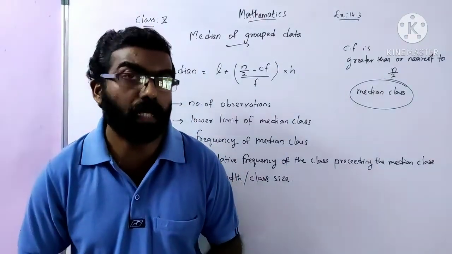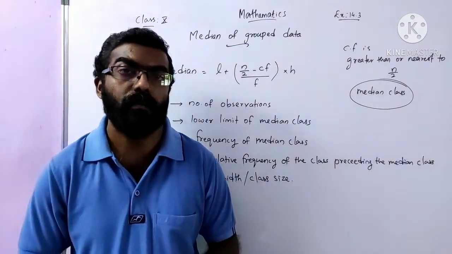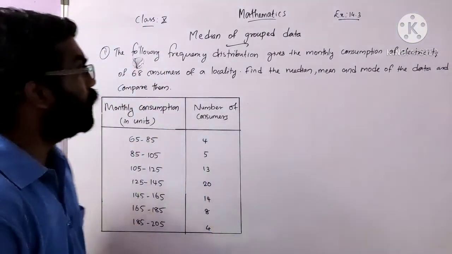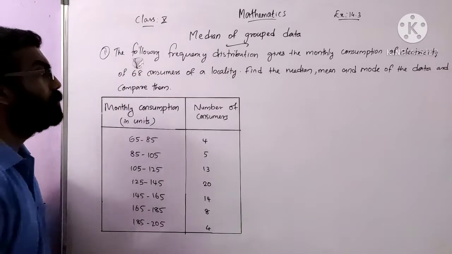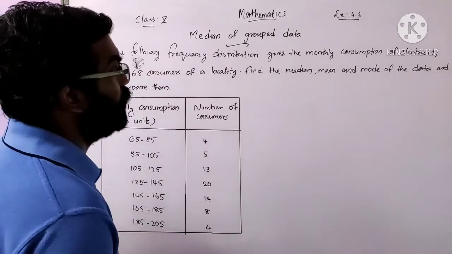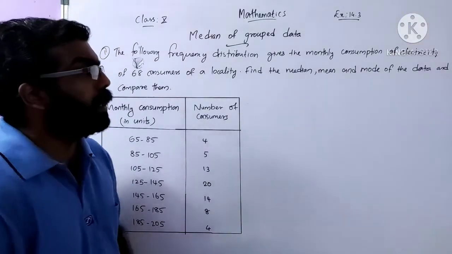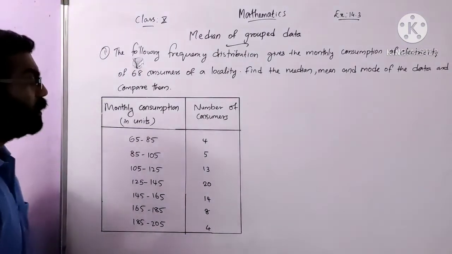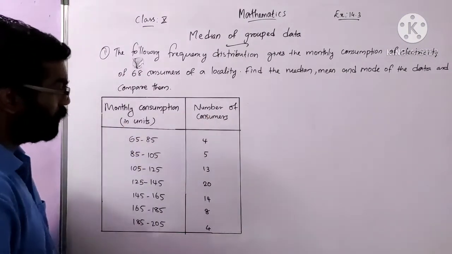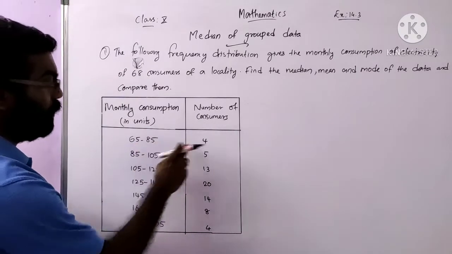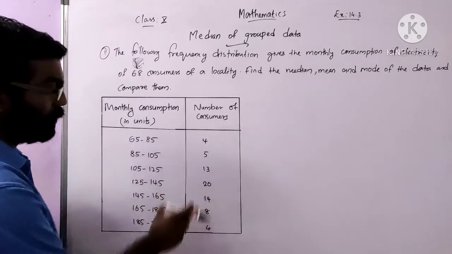Now we move on to exercise 14.3. Here the first question is, the following distribution gives the monthly consumption of electricity of 68 consumers of a locality. Find the median, mean and mode of the data and compare them. Monthly consumption in units and number of consumers: 65 to 85, 4; 85 to 105, 5; and so on.